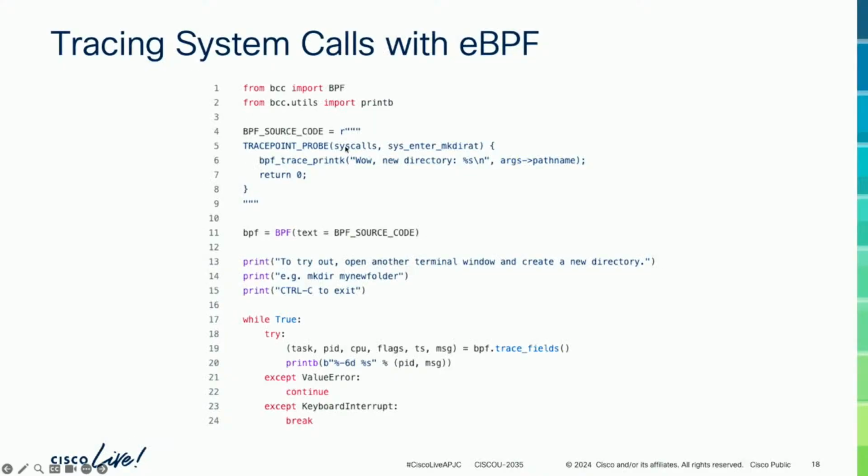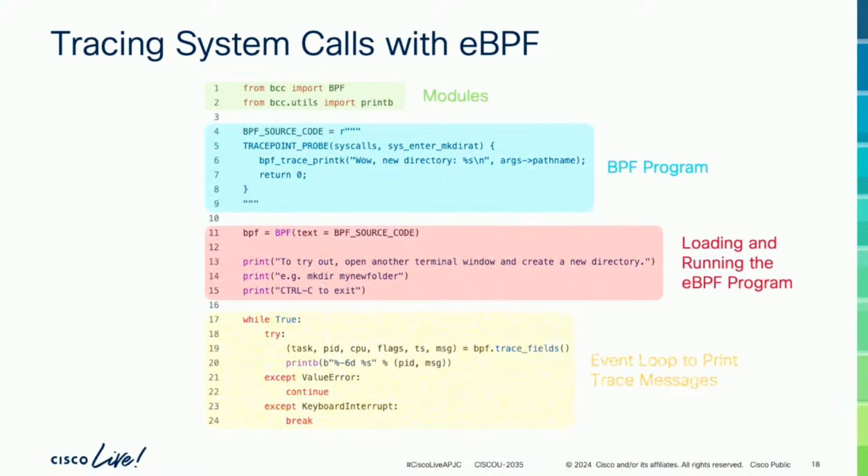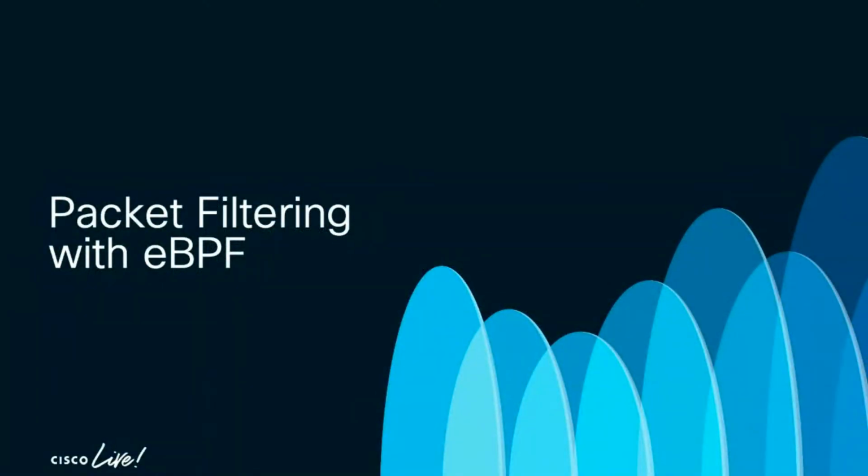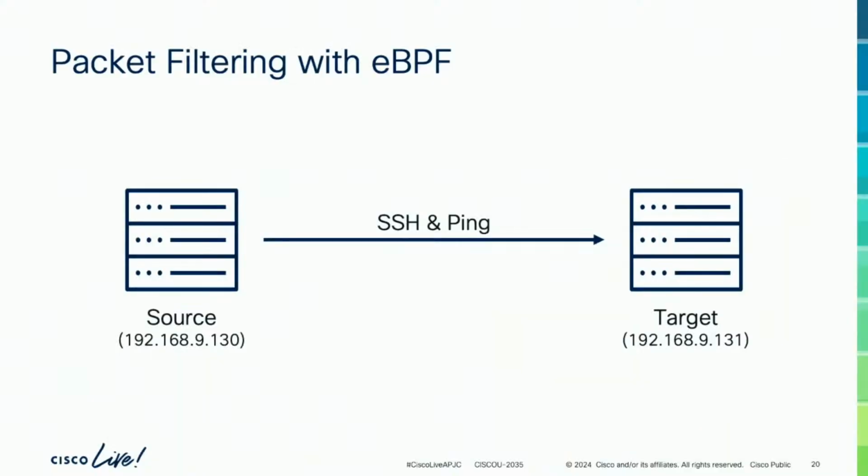And let's go into another example. Oh, let me jump ahead here. Let's go into packet filtering with eBPF. So I have two Linux hosts. The first one is on the left there. That's going to be our source. The next one's on the right here. That's going to be our target, .130 versus .131. And we're going to try to make different types of connections between those two hosts.